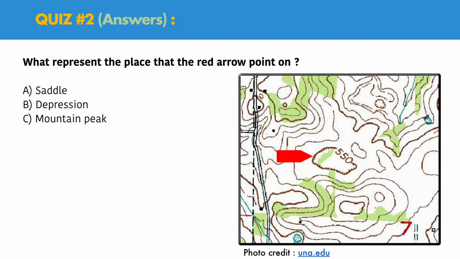For the second quiz, what represents the place where the arrow points on? A. A saddle, B. A depression, C. A mountain peak. The correct answer is a depression and not a mountain peak, because inside the contour line circle, we have little dashes that represent a lowland or a depression.